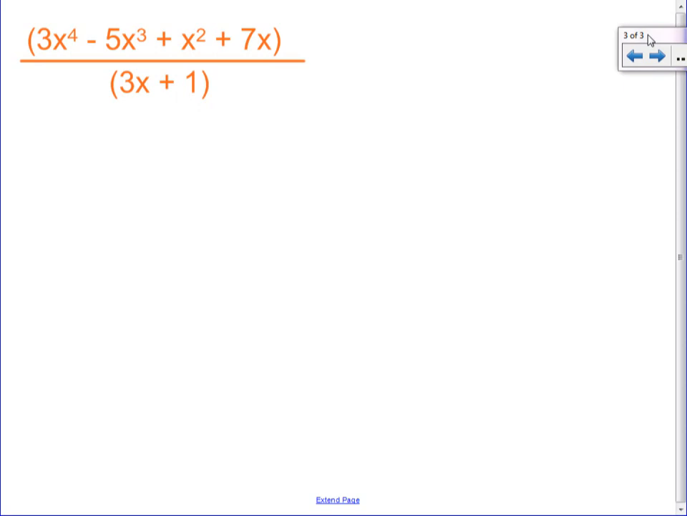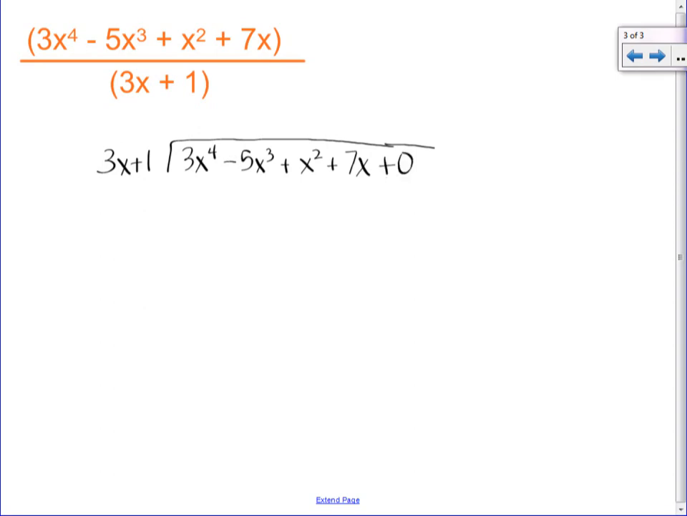So this is written in fraction form, but it's still division. Okay, so the problem and the process has not changed. We're still going to put our 3x plus 1 out here. And we've got 3x to the 4th. Now, something to note while we're writing this down, this one is actually missing a term. Which term is it missing? The one on the end without any x on it at all.